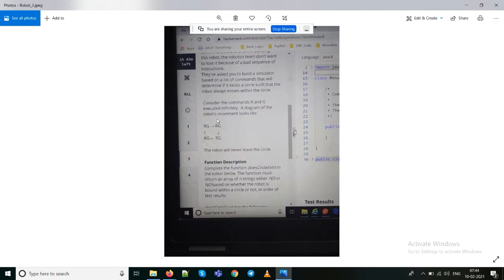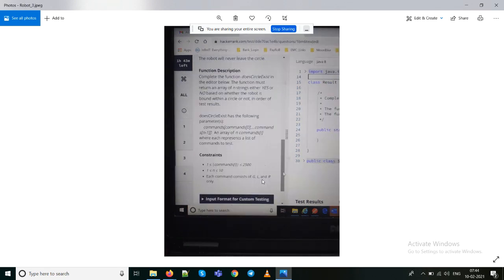So here they are giving a little more detail about the question, like consider the commands RNG executed infinitely. So you have to execute this an infinite number of times, and you have to write a method, does circle exist. And I think this is the last part. Does circle exist has the following parameters, and these are the constraints.